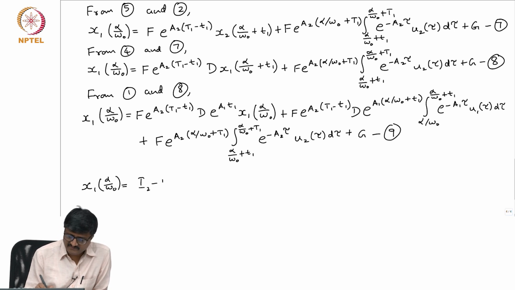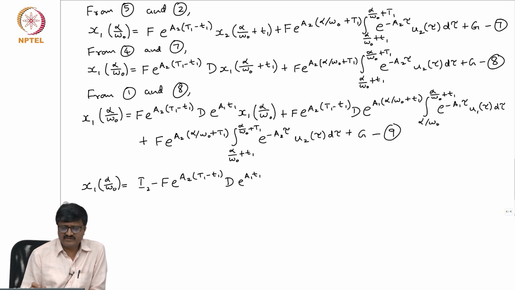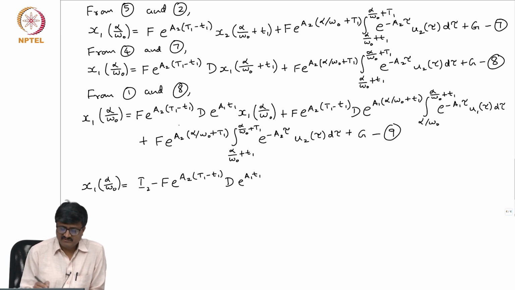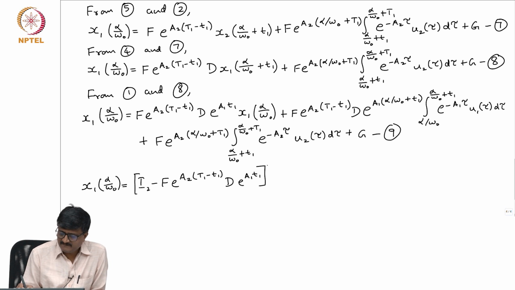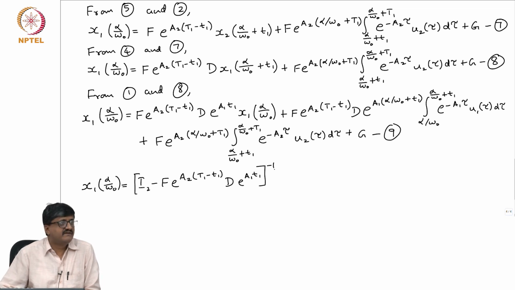Now, I use I2. We will show that both are not the same, they are of different sizes. So, I2 minus f exponential A2 (T1 minus T1 d) exponential A1 T1. First of all, you notice that f into exponential of A2 (T1 minus T1 d) exponential of A1 T1 is a square matrix. The coefficient of x1 of alpha by omega O, the first term in equation 9, is a square matrix. So, the square matrix inverse into the rest of the terms on the right hand side.